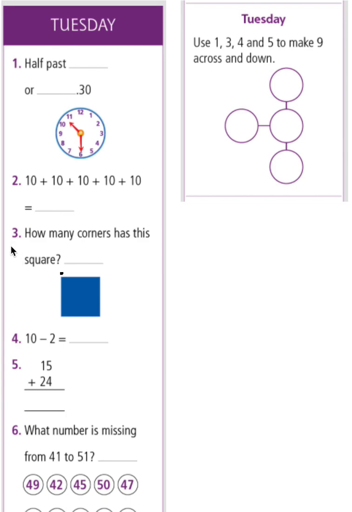Number 3, how many corners has this square? So not how many sides, how many corners? So let's have a look. So our corners are... Oh, my pencil doesn't want to work. Come on, pencil, what's wrong with you? Our corners are these parts here.